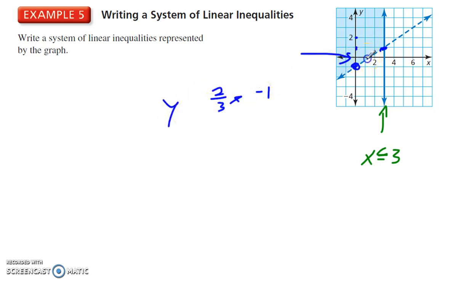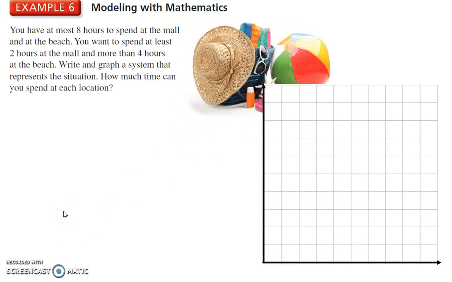And then we are shaded above that line, dotted line. So y is greater than this. And these two together make up the system of inequalities.